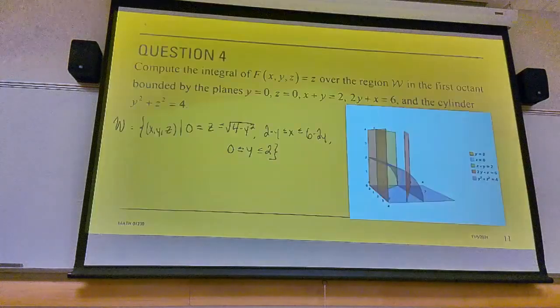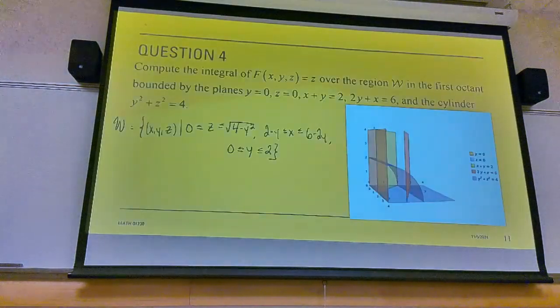So we're not quite done with the hard part yet. We've described the region, but now we have to translate it into a triple integral. All right, so this is what we're looking for. And the function was z, right? Now, based on how we described it, what's the order? So what are we going to integrate with respect to first?